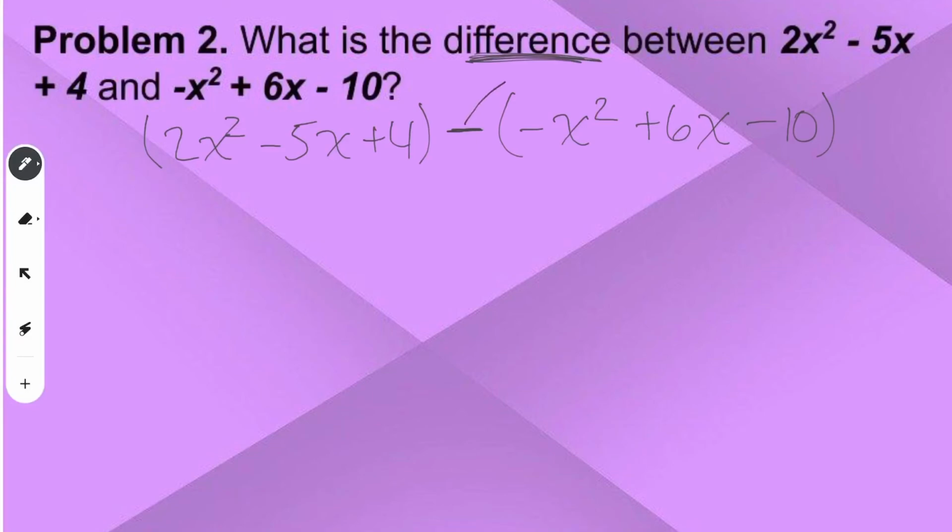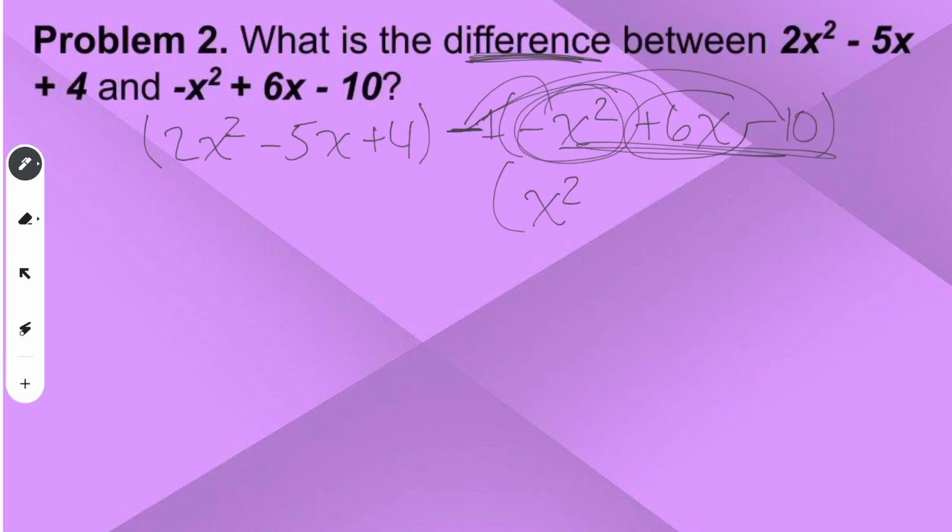First things first, distribute this negative. Since this is a negative 1, all you have to do is change the sign of everything in this second polynomial. So this negative x squared becomes a positive x squared. This positive 6x becomes a negative 6x because negative 1 times 6x is negative 6x. And this negative 10 becomes a positive 10 because negative 10 times negative 1 is positive 10. Again, like I said on the previous slide, this negative sign will become a plus sign. And then we bring everything else down.